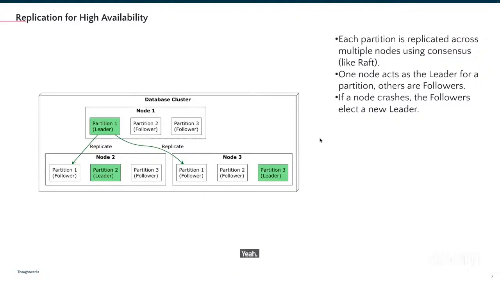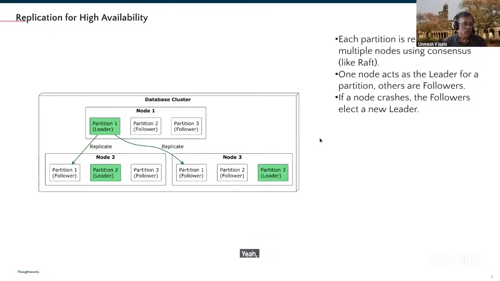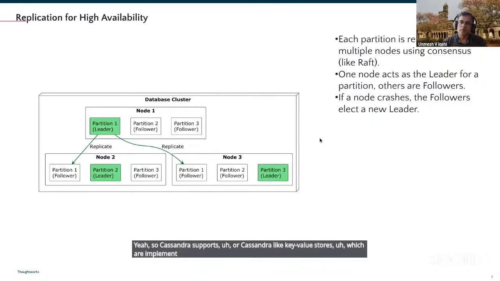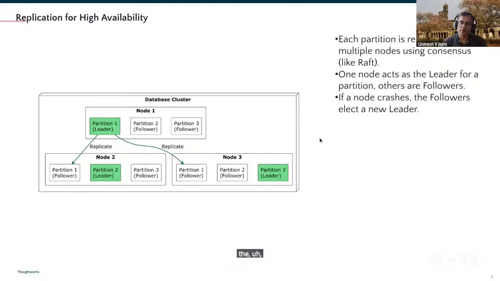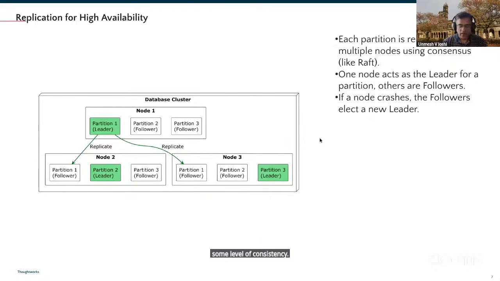Cassandra-type systems provide transaction support within the same node, right? They don't provide transactions across multiple nodes. Cassandra and Cassandra-like key-value stores are implemented only with the quorum mechanism. There is a range of things in Cassandra. But what you said, within a partition they support some level of consistency, but across partitions they won't.